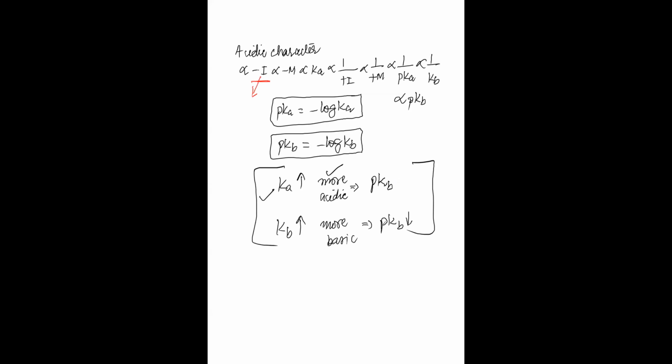And also this is very important. Minus I: electron withdrawing group through sigma bond, electron withdrawing group through pi bond. So the more pi bond, the more electron withdrawing power is there, the more acidic it will be. So just write it.